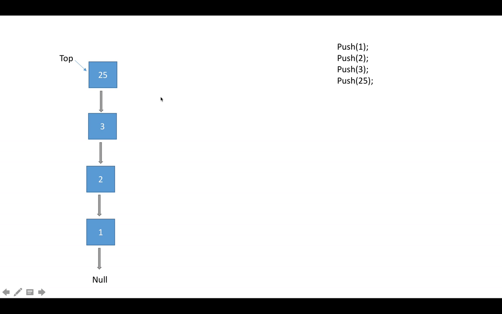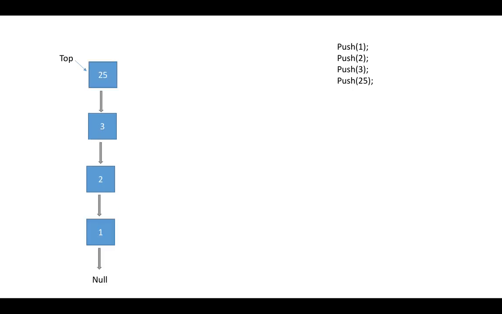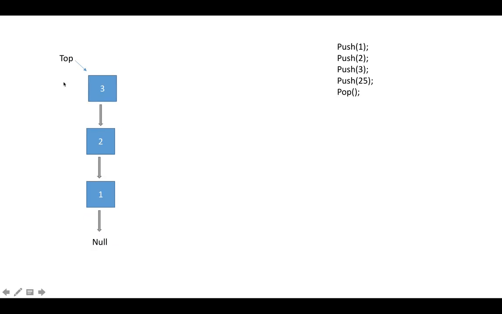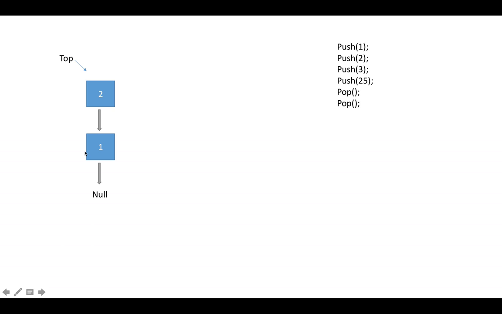Okay, if we push 25 on the stack, 25 is effectively pointing at the old top, and then top points at our new element. Right? And then it's the exact same behavior that we saw before. If we pop an element off, notice we remove 25 from the stack. If we call pop again, we remove 3. If we call pop after that, we would remove 2, and then 1, and so on and so forth.